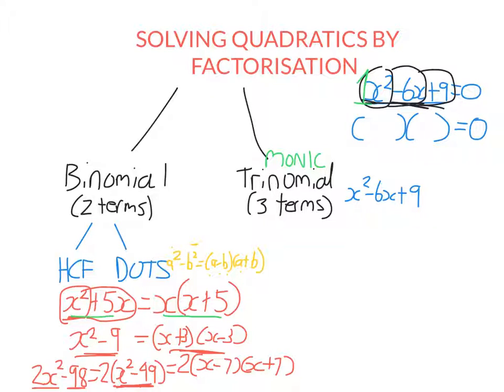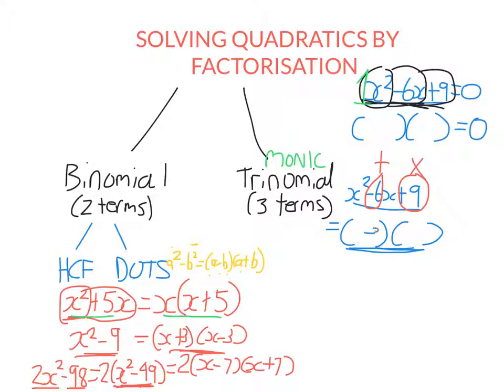So what we want to do is write it as something times something, so that when we expand this using FOIL, we get what we started with. The way we do monic trinomials is you find 2 numbers that multiply to the constant term and add to the coefficient of x. So we want to find 2 numbers that multiply to 9 and add to negative 6. In this case, those numbers are the same: minus 3 and minus 3.